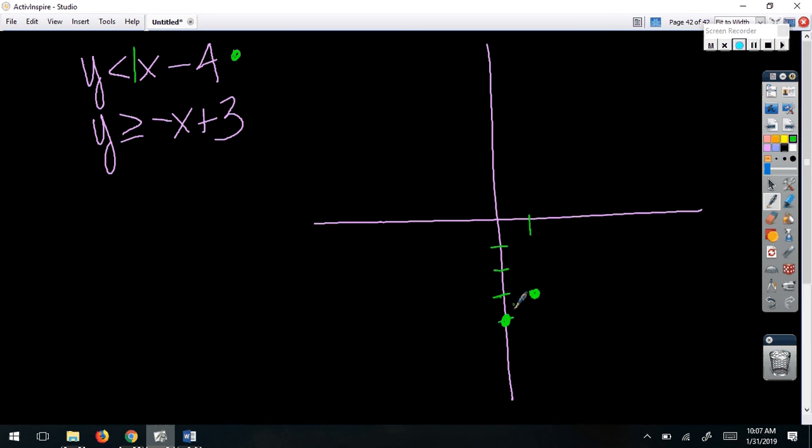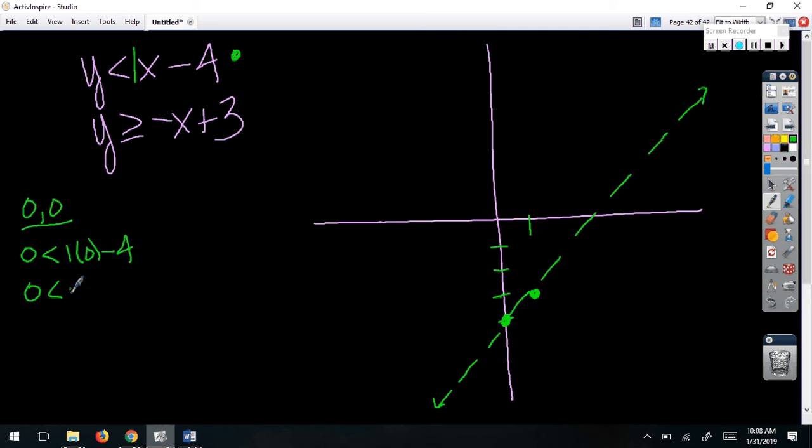Is it dashed or solid? It's dashed. So now the question is, do I shade above or below? Let's use 0, 0. Is 0 less than 0 minus 4, which is -4? True or false? False. 0 is not less than -4. So that means I need to shade the other side.